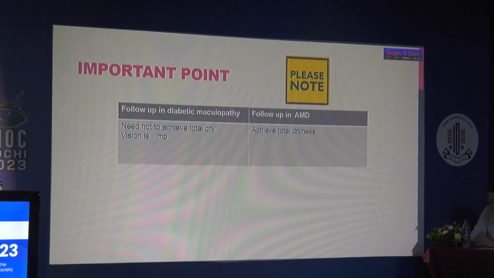So the important point is that in AMD, you try to achieve full dryness. In diabetic, you should not go for that straight away. If you see the vision has stabilized and is not improving with the injections, wait and just watch for the vision to drop, then you re-inject the patients.